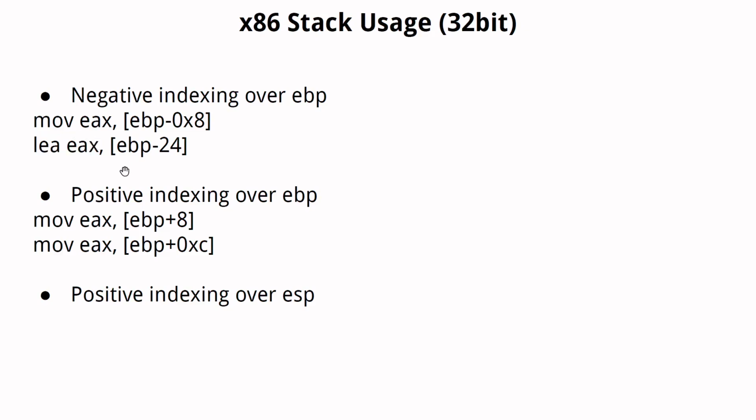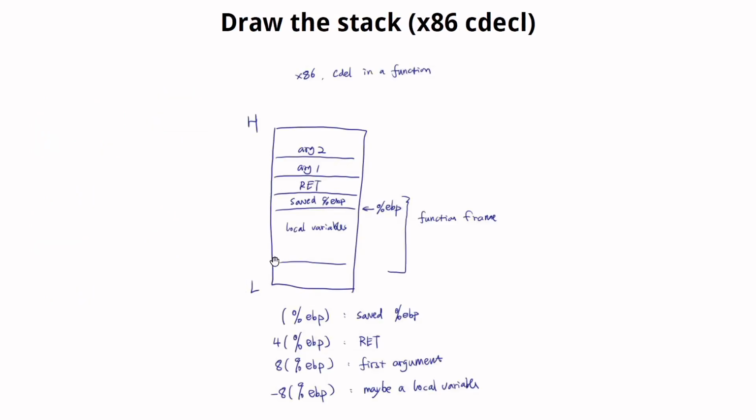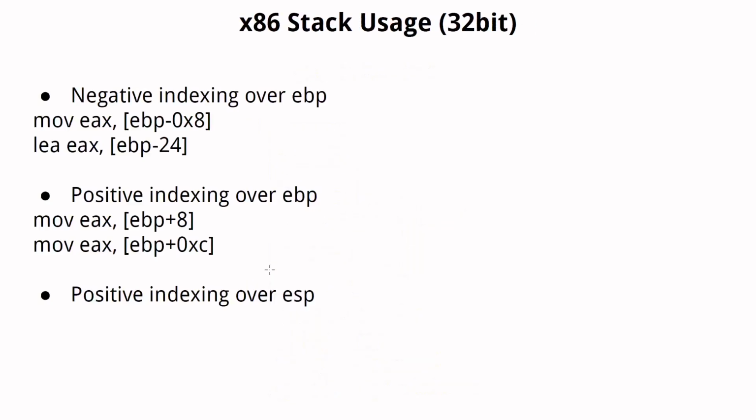Load the effective address EBP minus 28. Load the effective address is an instruction to just get the address of something. So this one is getting the address of EBP minus 24. So basically, we're getting the address of a local variable.